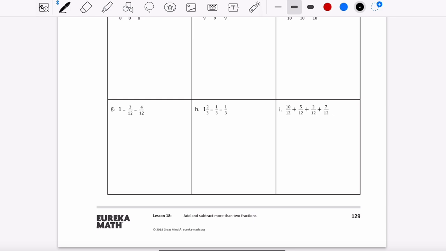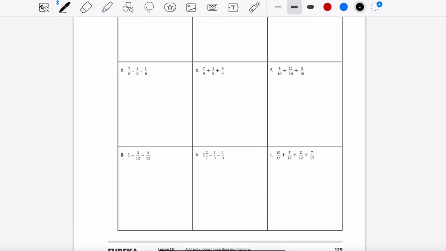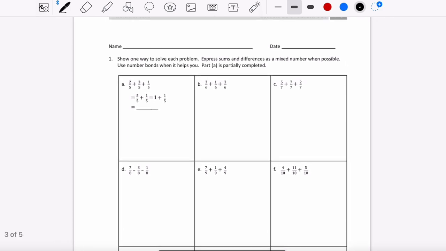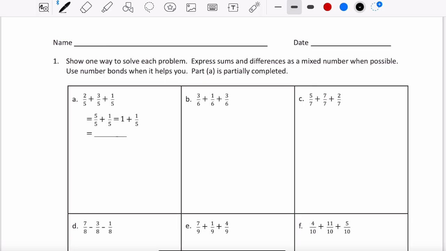Today we are on page 129, lesson 18. If you need to pause the video at any time, you can do so. Okay, today we are adding fractions with like denominators and making it into a mixed number if possible.